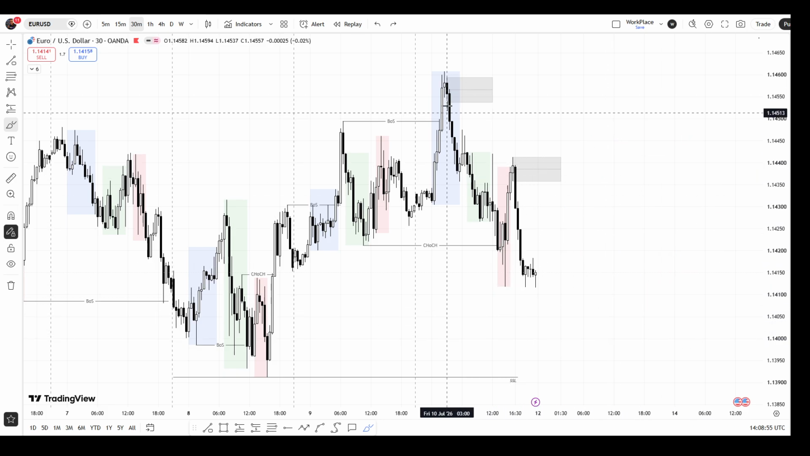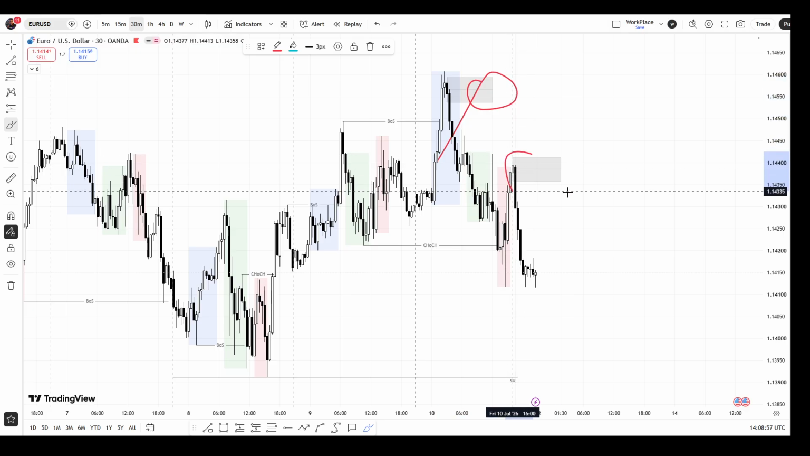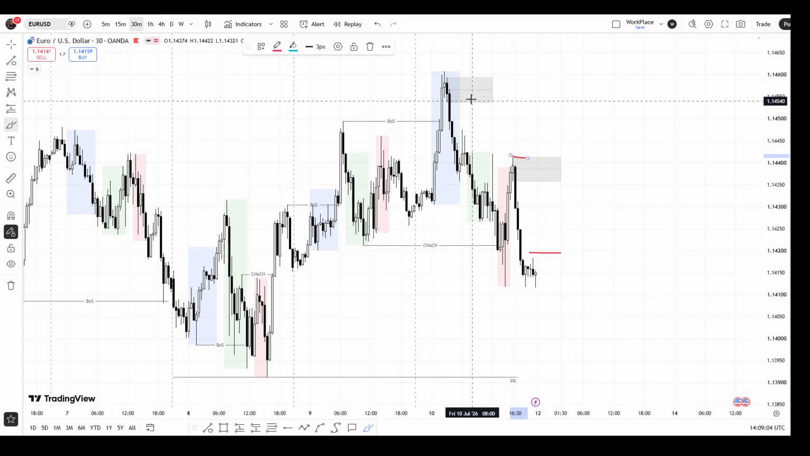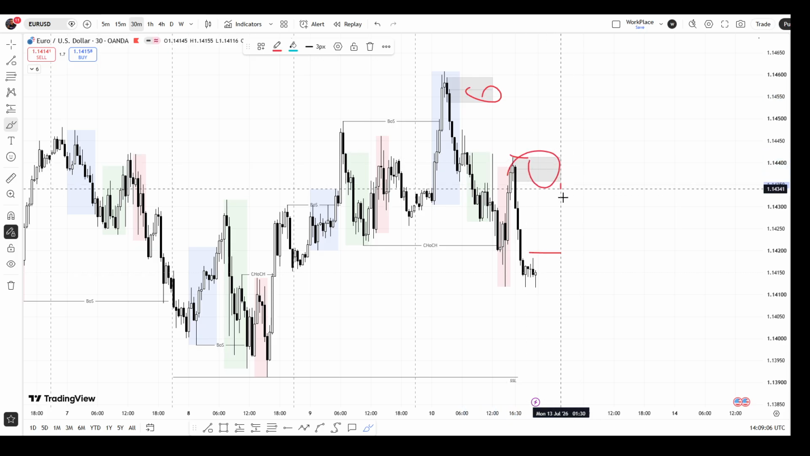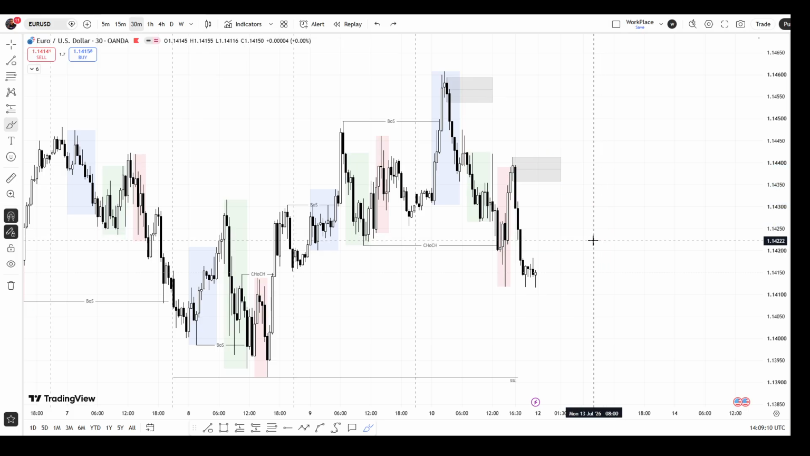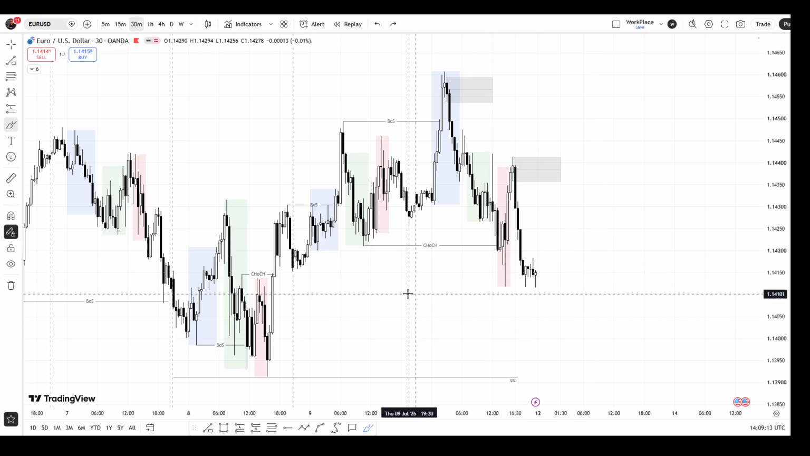So we have this other block here, this other block here, and then we'll be waiting for price to either sweep these highs and then mitigate this or this other block. We would look for a lower time frame shift and then we sell to the downside. So that's my narrative for the EURUSD.